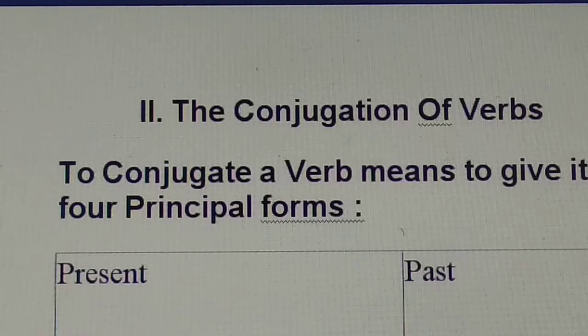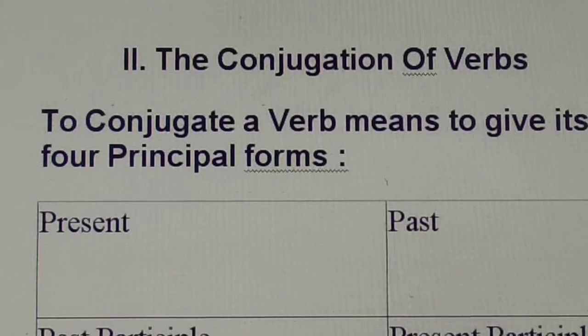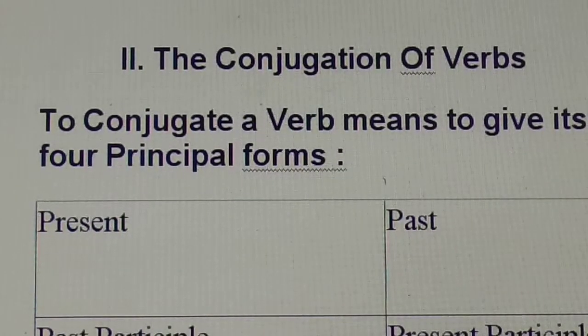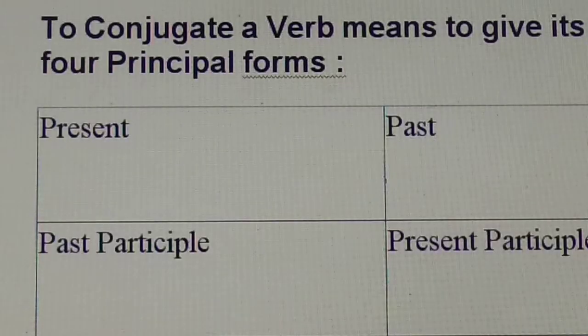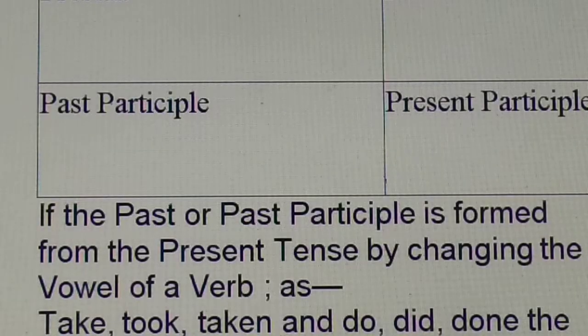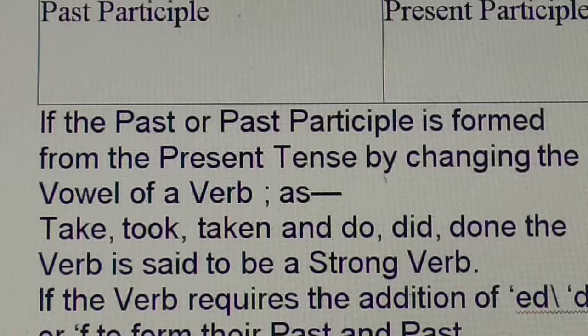Conjugation of verbs. To conjugate a verb means to what? To give its four principal forms: present, past, past participle, present participle. If the past or past participle is formed from the present tense by changing the vowel of a verb, as take, took, taken and do, did, done, the verb is said to be a strong verb. It has got all the forms, children.